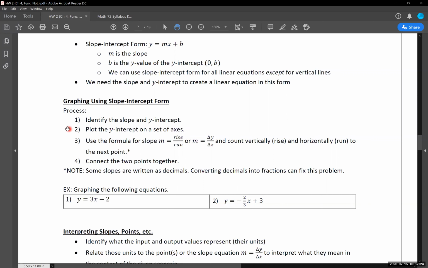Once we've done that, our second step is to plot the y-intercept on a set of axes, which again, we'll need to go through that whole process of setting those things up. So reference back to our 4.1 and 4.2 material if necessary. So we plot that y-intercept, great, and then we use the formula for the slope, rise over run, or the change in y over the change in x, and count vertically, so the rise, and horizontally, the run, to determine the next point. This is where fractions are very, very nice when we're working with these. Fractions and whole numbers are fantastic for determining the slope and determining our rise over our run.